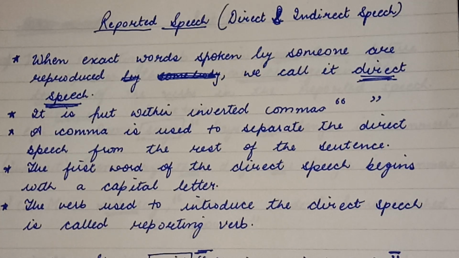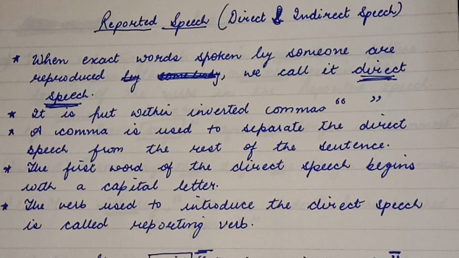Direct means when we are speaking some words to other, that is direct speech. And when the exact words spoken by someone are reproduced, जैसे कि मैंने तुमको कुछ बता दिया, but वो same words अगर reproduce किए जाएं, we call it as direct speech. And direct speech is put within inverted commas. Inverted commas के अंदर रहती है direct speech.